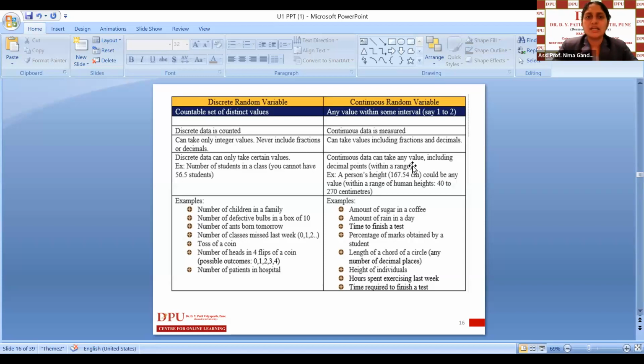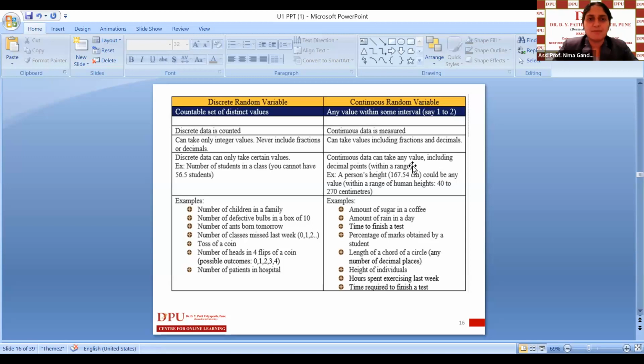Discrete data can only take certain values, like the number of students in a class. You cannot have 56.5 students. You say 57 students in the class. Continuous data takes all possible values. A person's height could be any value within the range, within the range of human heights, 40 to 270 centimeters.